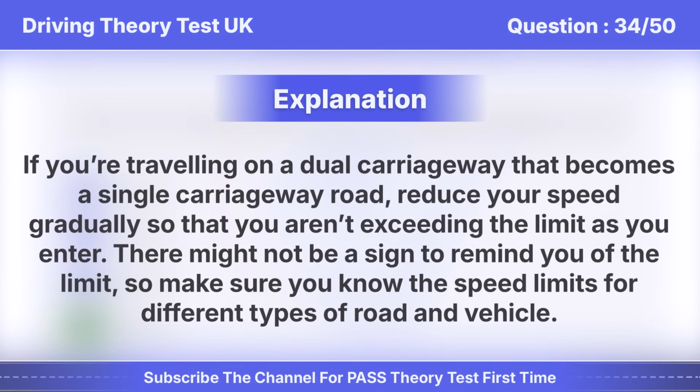If you're traveling on a dual carriageway that becomes a single carriageway road, reduce your speed gradually so that you aren't exceeding the limit as you enter. There might not be a sign to remind you of the limit, so make sure you know the speed limits for different types of road and vehicle.